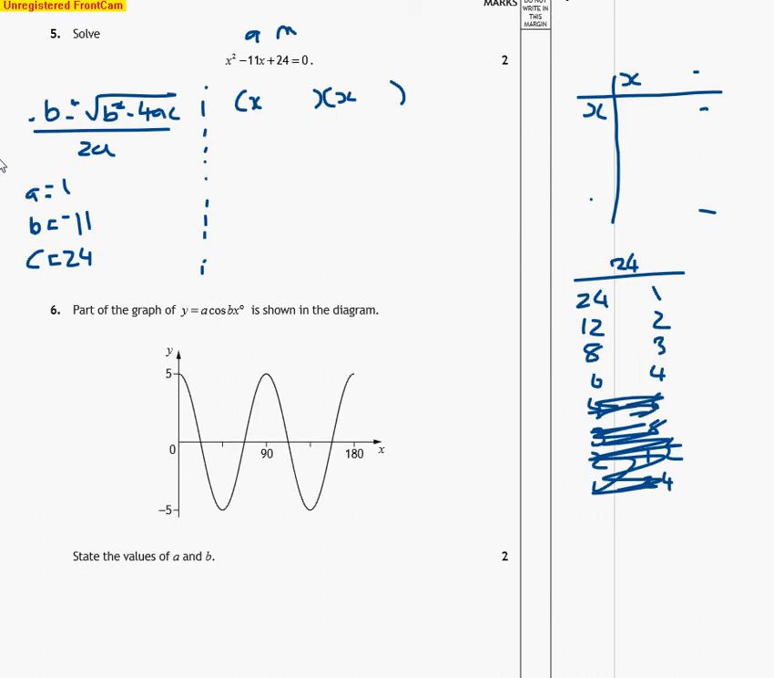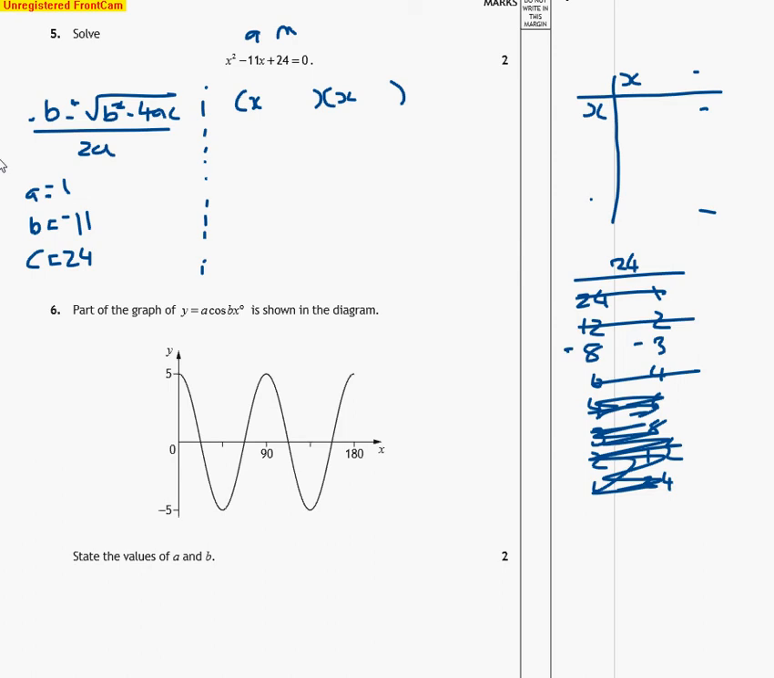Okay, we just need these four. So looking at these factors, we know they'll multiply to give us 24, so that's fine. But do any of them add to give us 11? So nope, nope, nope. So it's just the 8 and 3. We're looking for minus 11, so that'd be minus 8 and minus 3, yeah?